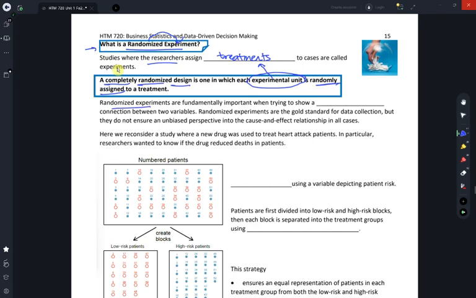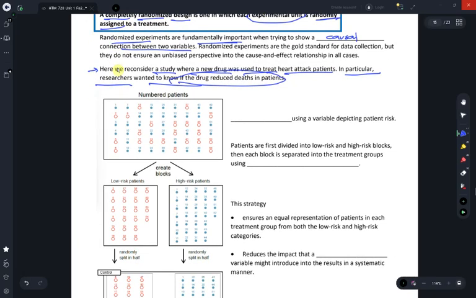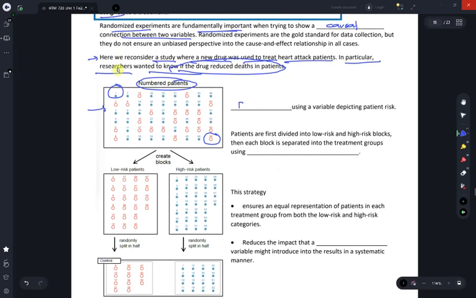So, randomized experiments are fundamentally important when trying to show a causal connection between the response and the explanatory variable. Let's consider here a study where a new drug was used to treat heart attack patients. In particular, researchers wanted to know if the drug reduced deaths in patients. So here we have all the patients who are numbered from 1 to 54. Now, we're going to use a principle called blocking. So we're going to create blocks.